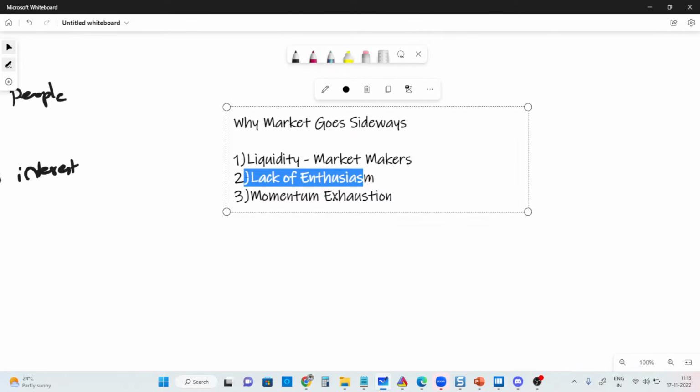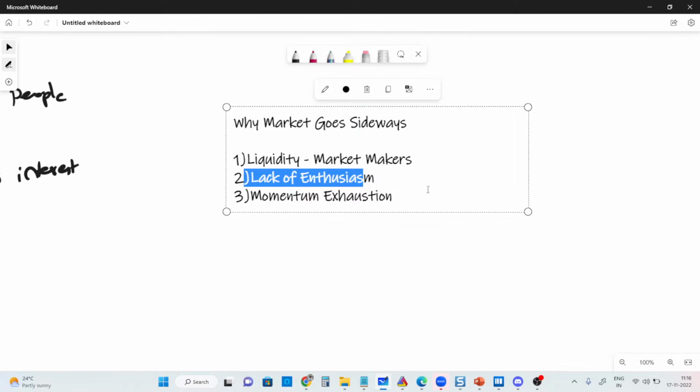Maybe that particular day is a casual day, or maybe it is a holiday somewhere. Let's say next month, December. From December 25 onwards, many people will be going for a holiday. It's a long holiday, so many institutions prefer to trade lightweight. When they are trading lightweight, there will still be a lack of enthusiasm. Markets are likely to go sideways.